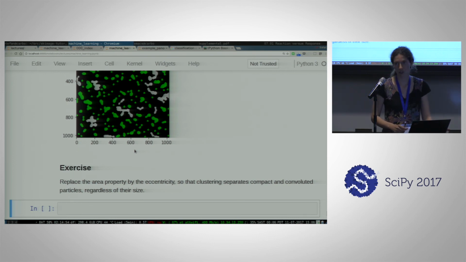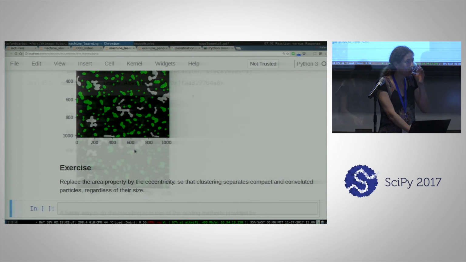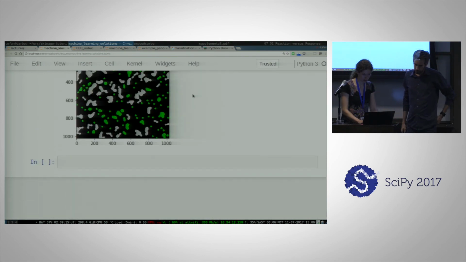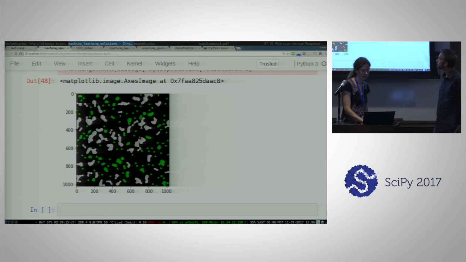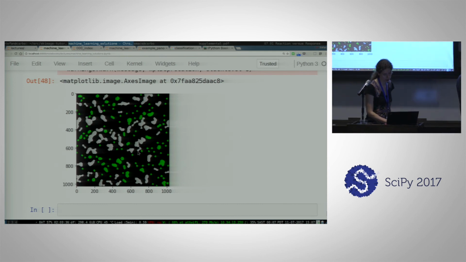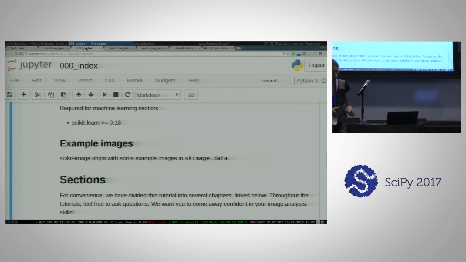And then you will be proficient with machine learning and image processing, and it will be Stefan's turn to finish and conclude. I will just show that the final clustering is quite good because even small objects like this that were not compact were clustered in the same group as a larger elongated object. All right, thank you very much. Thank you.